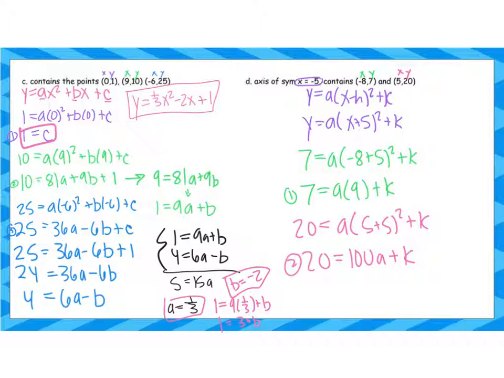Now this one works out to be kind of some ugly fractions. So if you work this one out on your own, I'll go ahead and put the answer up. But this one, again, my a ends up being 1/7. And my k actually works out to a very ugly 40/7.